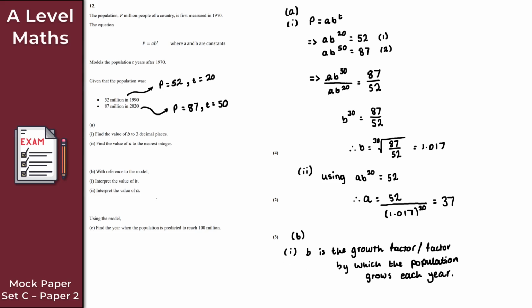And then finally for B part 2, I'll just do that over here. So for B part 2 then, we want to interpret the value of A. So what is A here? So A is simply the population in 1970. So you can either give that as 37, I say that the population is 37 million in 1970, or just simply A is the population.